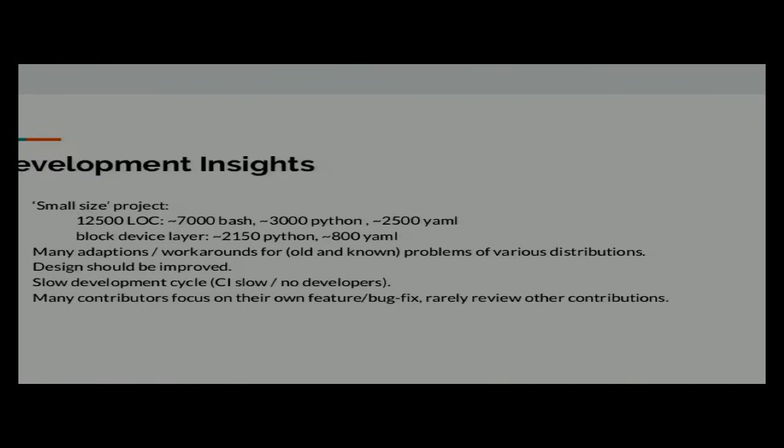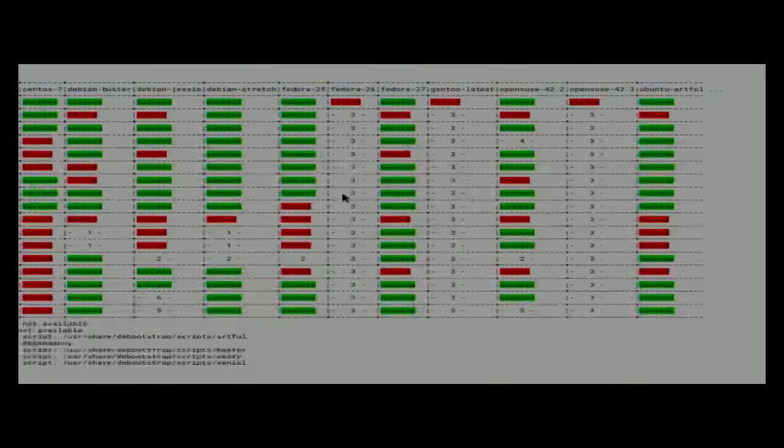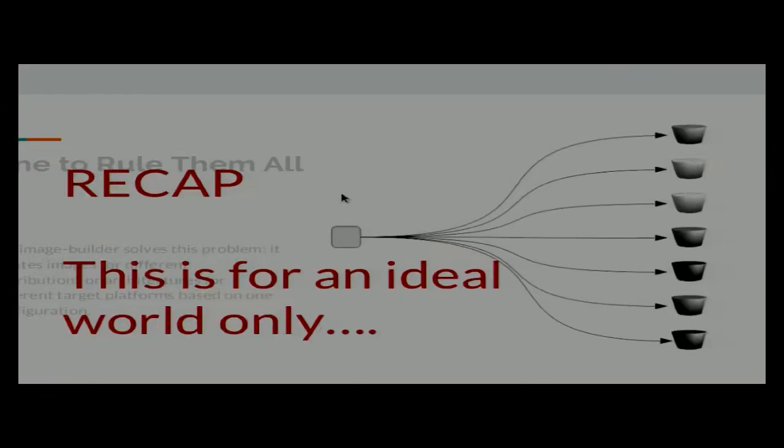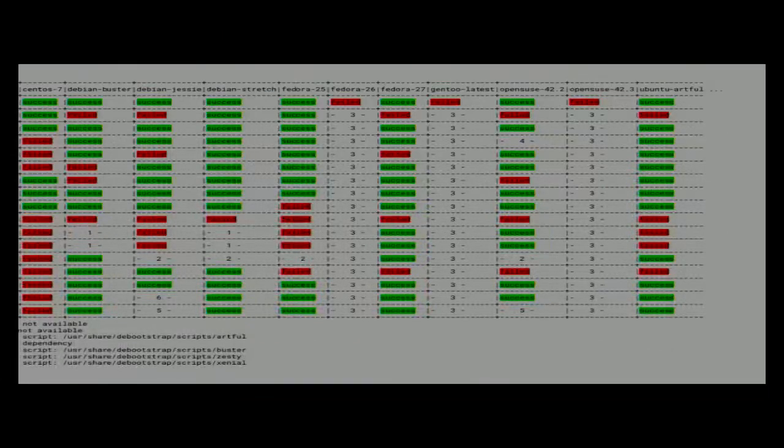Whoops, that was one recap. So as I said in the beginning, disk image builder: one configuration, all targets. But this is just for an ideal world. As I said, there are a lot of problems. There is one matrix build, an element which in turn builds Docker images, which in turn use disk image builder to build all the other things. So what you have is a building matrix, and you don't have to read all the things, it's just to give you an impression.